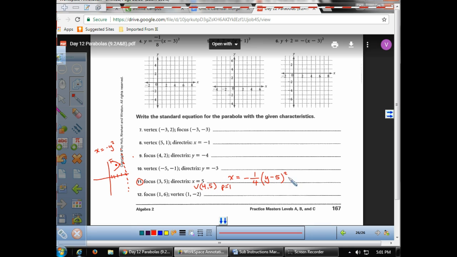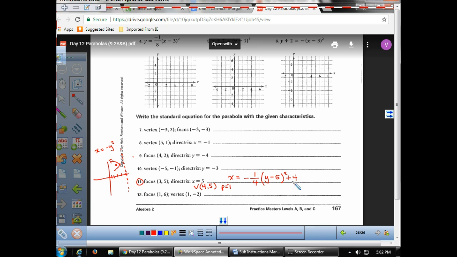So y minus 5 squared plus 4. So remember, outside you always keep the sign, inside you change the sign, and whatever is with the x or the y is the x or y. So in other words, this is with your y, so it's the y from your vertex. So this must be the x from my vertex. So that would be my equation.